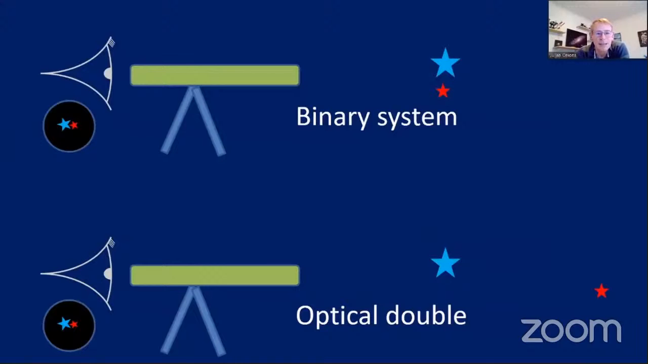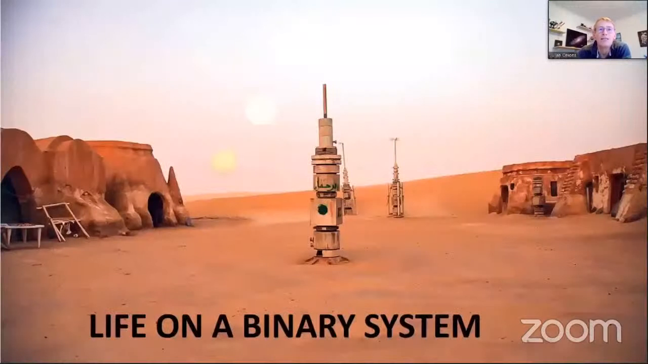Just a quick note about what it would be like if you were actually on a binary system. The classic was obviously Tatooine from Star Wars, where they live on a planet with two suns. This is actually quite possible, and we have found some double star systems with exoplanets. So we do know these things exist.